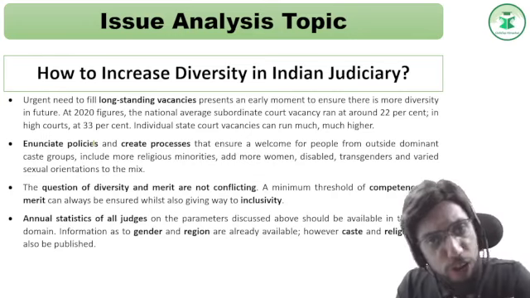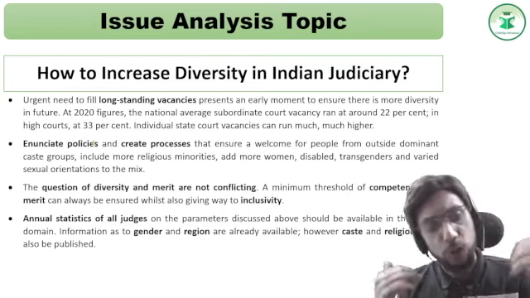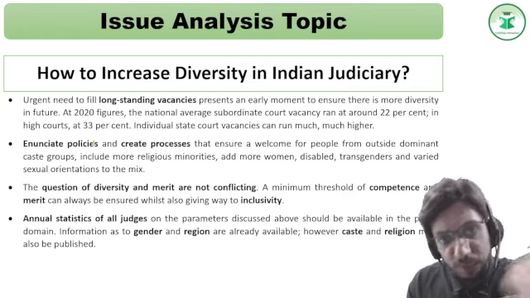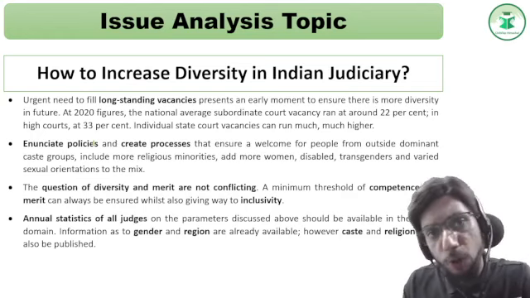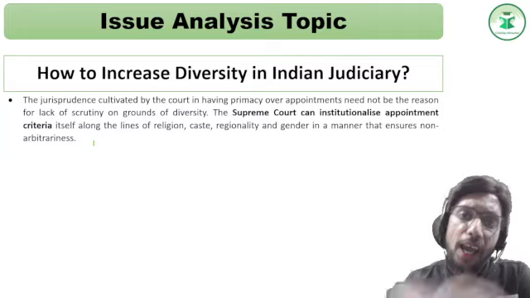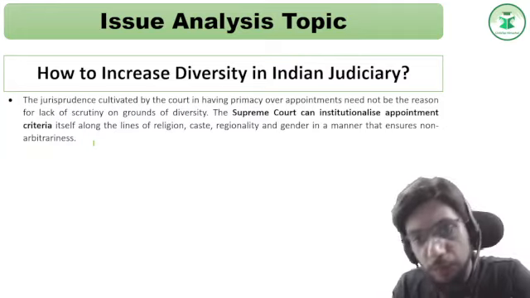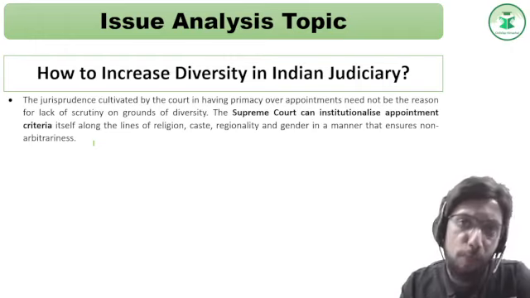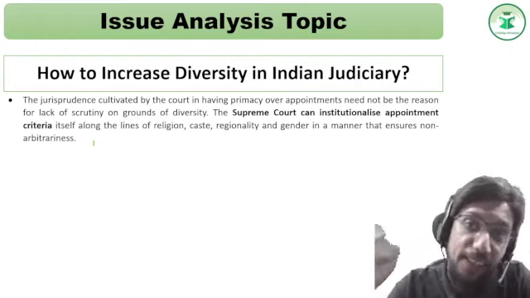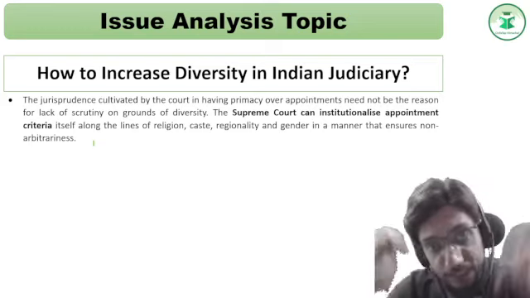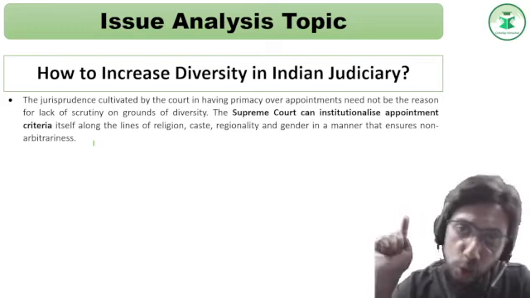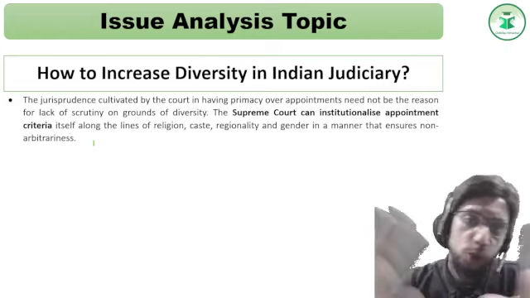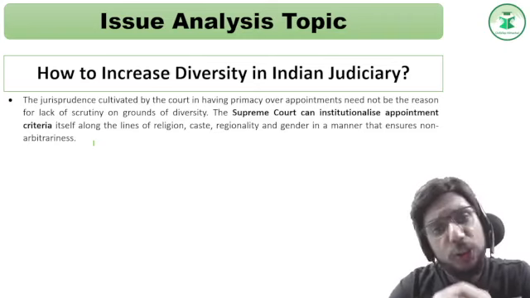We should have annual statistics available in the public domain as to how many judges are coming from various castes and religions and regions and gender. Once this kind of data is available, our policy making can be more informed. And the Supreme Court's collegium can institutionalize this entire policy because it is completely in their hands. It is the Supreme Court collegium who decides who will be a Supreme Court judge. So they can very well decide that going ahead, this is the policy we are going to follow in increasing the diversity in the Indian judiciary.